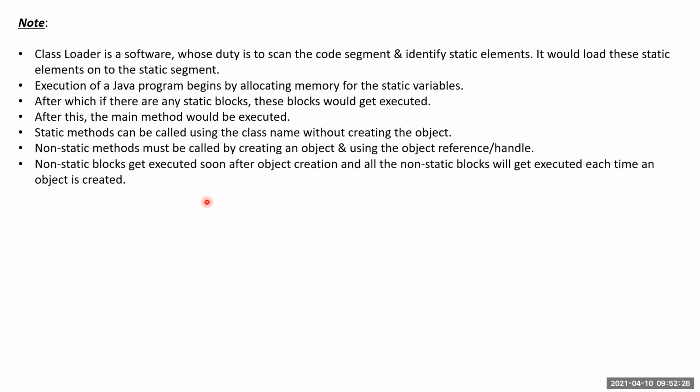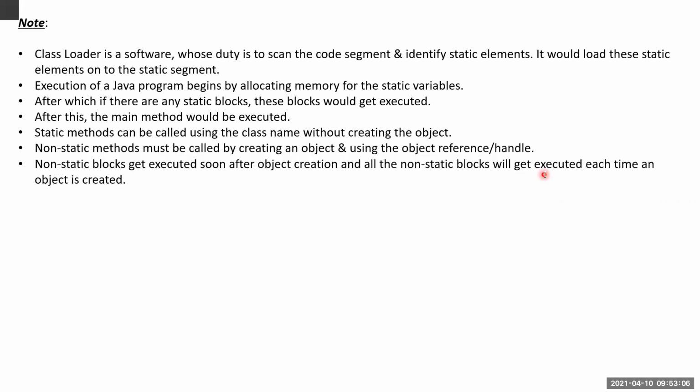A non-static block gets executed soon after object creation, and all the non-static blocks will get executed each time an object is created. When did it get executed? When you start to create an object. Once you create an object, a constructor is always called, and a super method will always be executed. Just after the super method, as you saw, the non-static block got executed. And each time you create an object, the non-static block will get executed. These are a few thoughts.